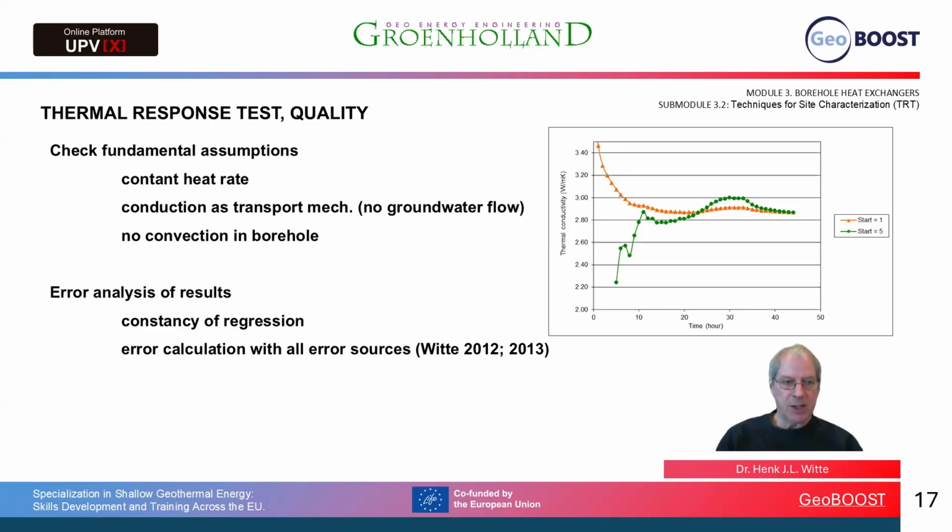It is, in any case, always important to check your fundamental assumptions, and also check the quality of the data that you have obtained. We need a constant heat rate. We assume that conduction is the heat transport mechanism, so no groundwater flow, and also we should not have any convection in the borehole. On the right, you can see a graph where we look at the constancy of the regression results. So we take a little bit of data, adding data to it, and see if the value of thermal conductivity stabilizes in time. If this is the case, we hope that we have a good result.